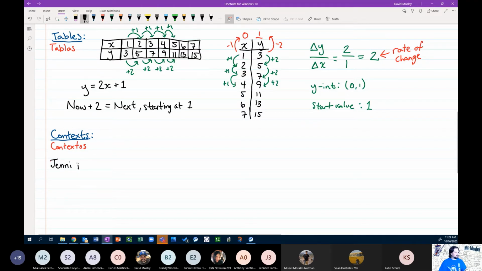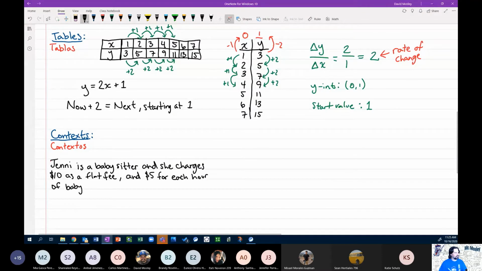So we have Jenny is a babysitter. And she charges $10 as a flat fee and $5 for each hour of babysitting. So this is the one type of context that we have.